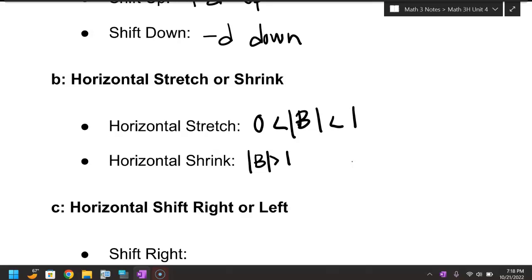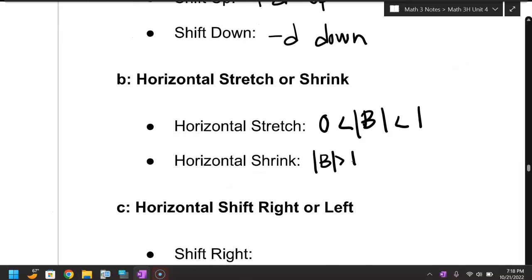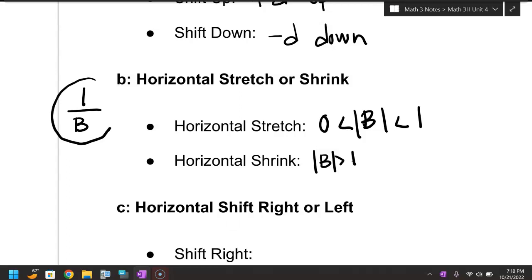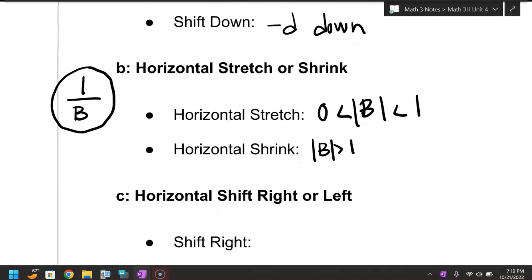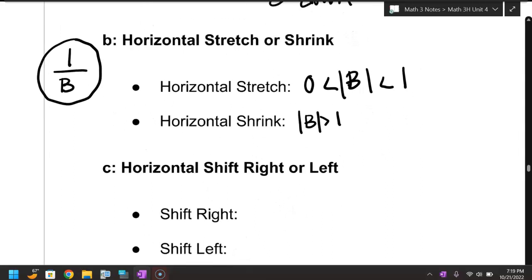Because our x's are backwards, when you're looking at your horizontal stretch or shrink, it's going to be 1 over b. So whenever you're looking at your b value and seeing if you have a horizontal stretch or shrink, you are going to do the reciprocal of that number. You are going to flip it upside down. We'll take a look at examples of that later on.